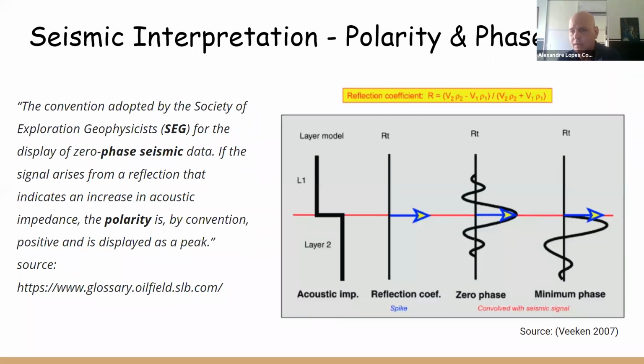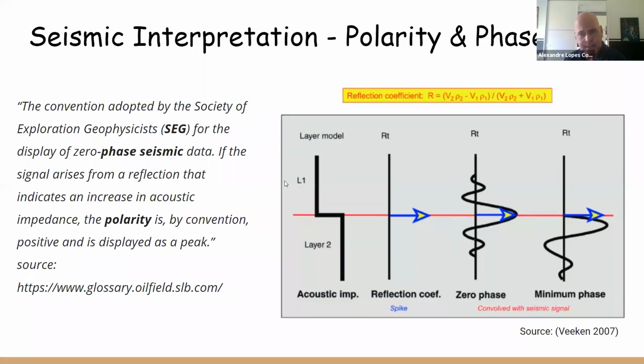I will explain very fast the theory of seismic phase and polarity. There are two kinds of seismic phase. When you have the acoustic impedance built up in the layer model, you have one layer, the wave passes through it and goes through the second layer, and so it will make a response at this interface here.